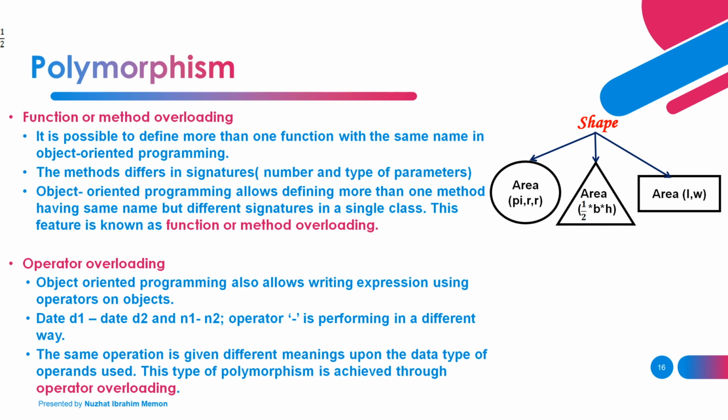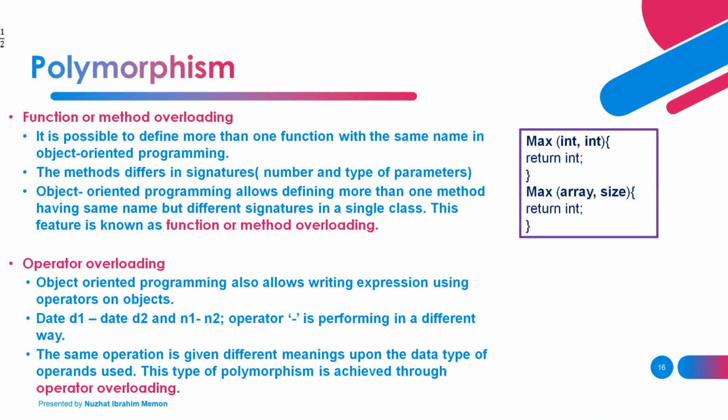To calculate the area of a circle, the argument can be pi r square, whereas for a square, to calculate the area, we need the arguments length and width. Object-oriented programming allows defining more than one method having the same name but different signature in a single class. It is known as function or method overloading.